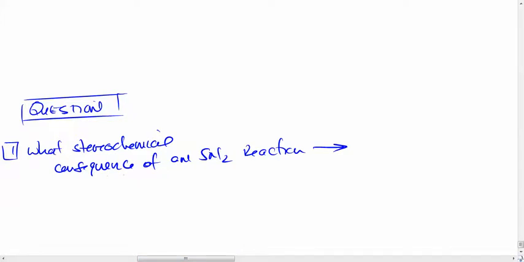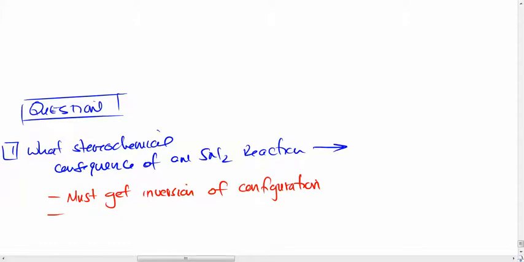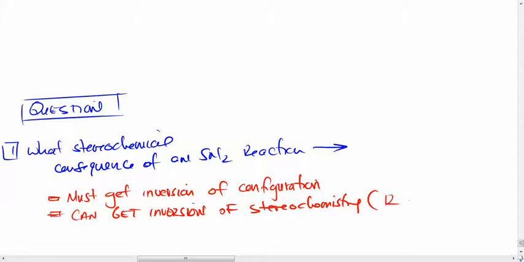All right, so in terms of the stereochemical consequence of the SN2 reaction, we must get inversion of configuration. This inversion of configuration can lead to inversion of stereochemistry. An inversion of stereochemistry just means if we started off with an R, we would get an S.